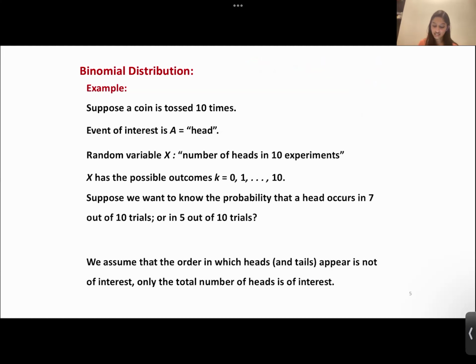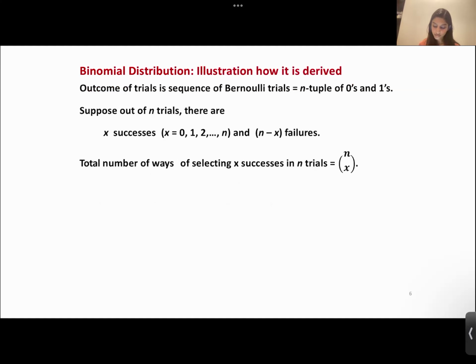So yeah, like a coin is tossed 10 times and you get 7 successes. It could be like this, you could follow any pattern. So to model this, you use a binomial distribution.